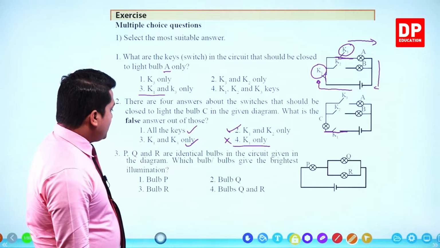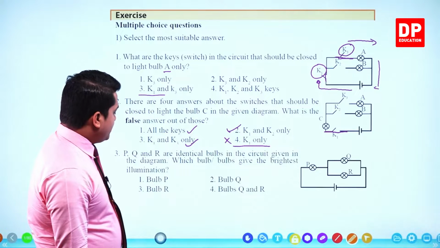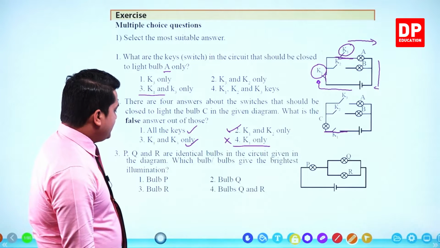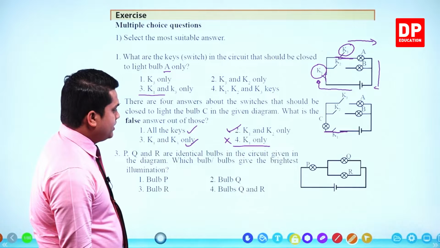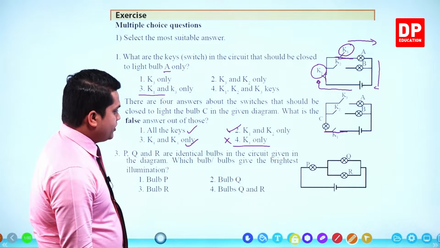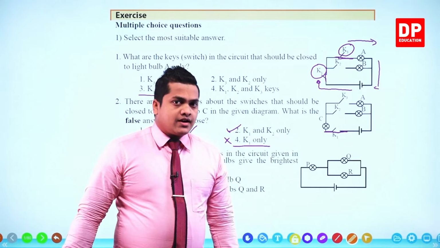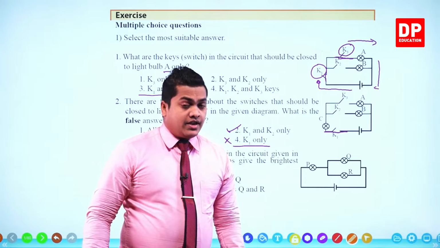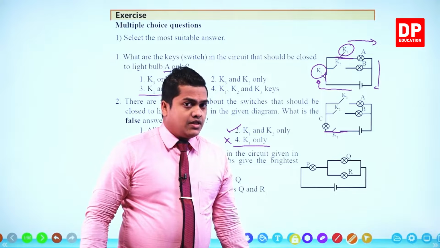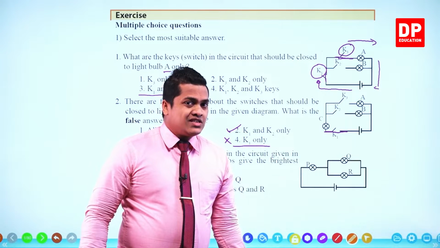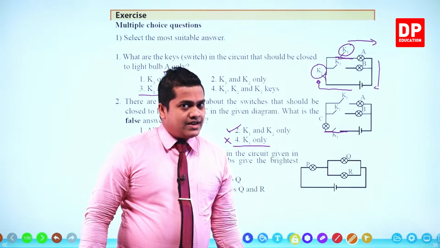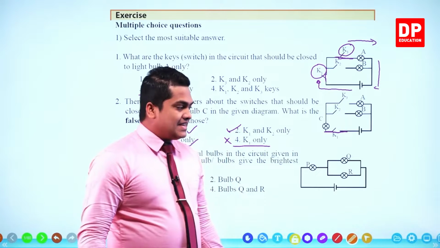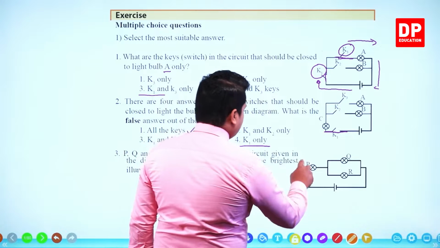Next one. P, Q and R are identical bulbs in the circuit given in the diagram. Which bulb or bulbs give the brightest illumination? To give the brightest illumination, the entire current should pass through the given bulb. So select a bulb which is directly connected with the dry cell. The bulb which is directly connected with the dry cells is P.